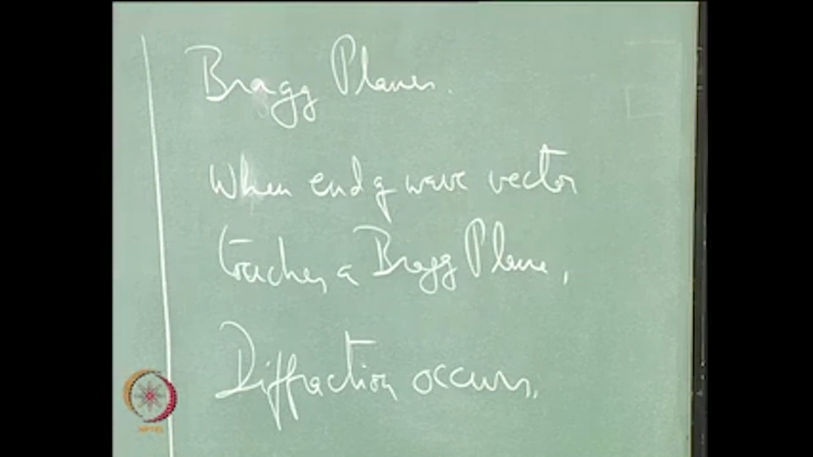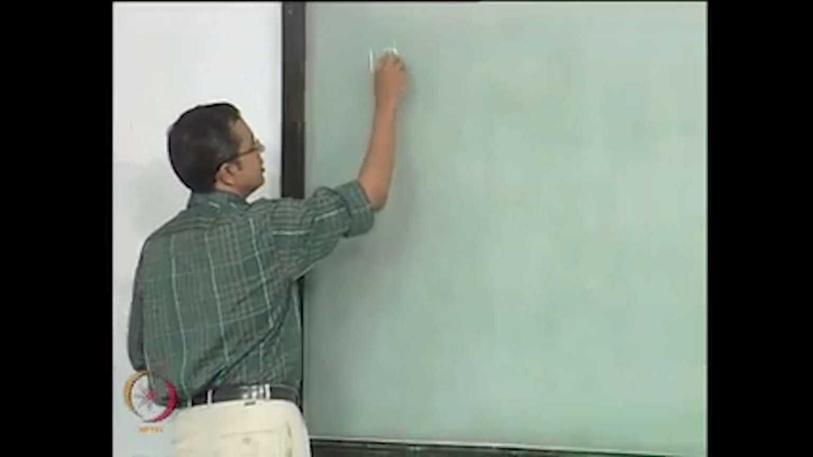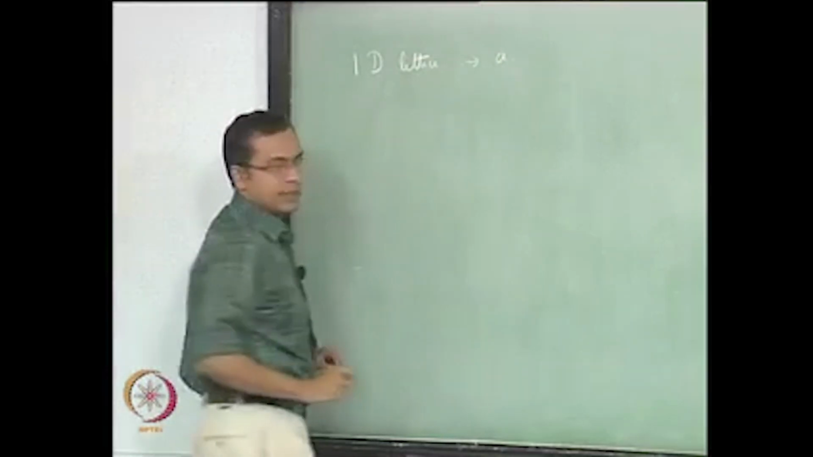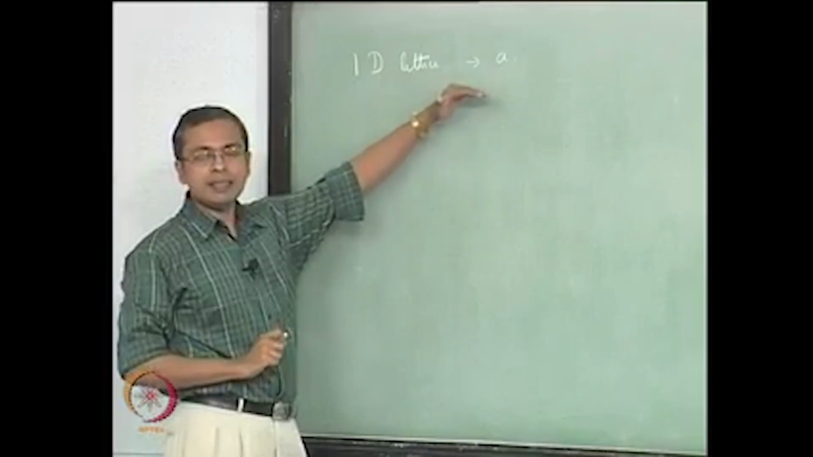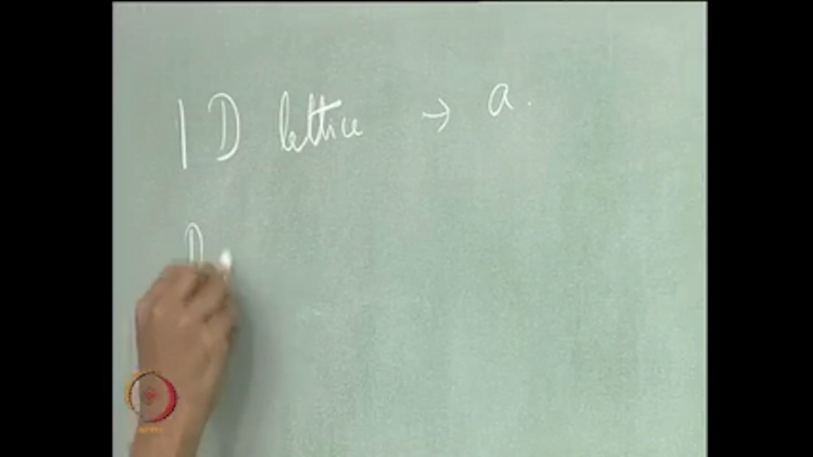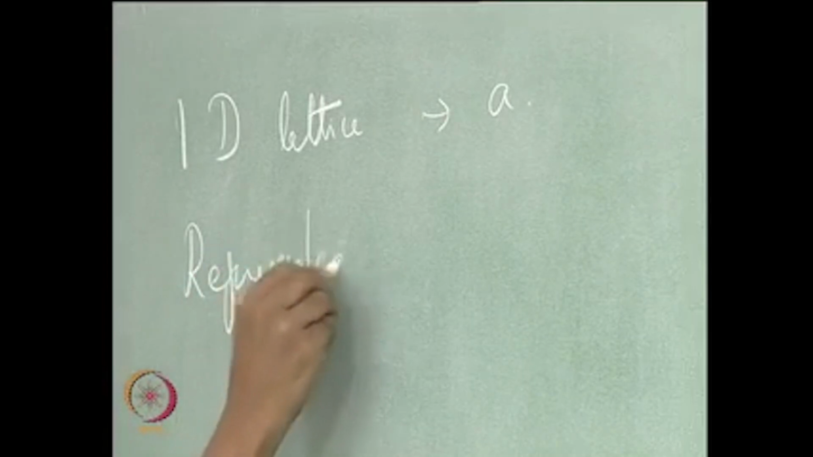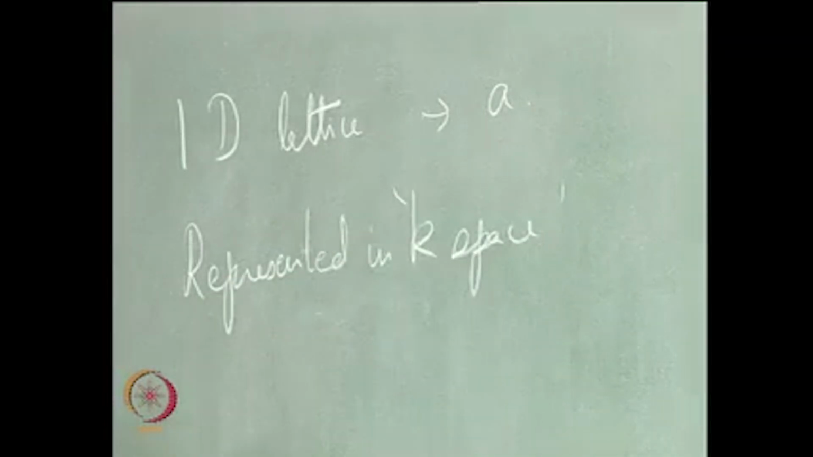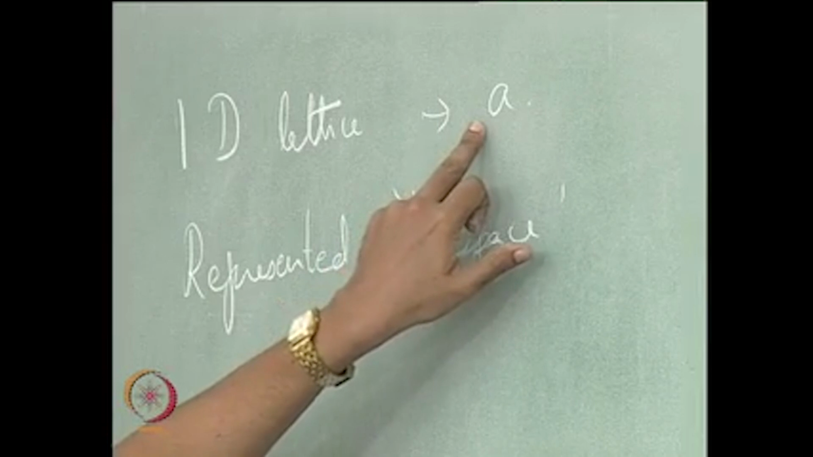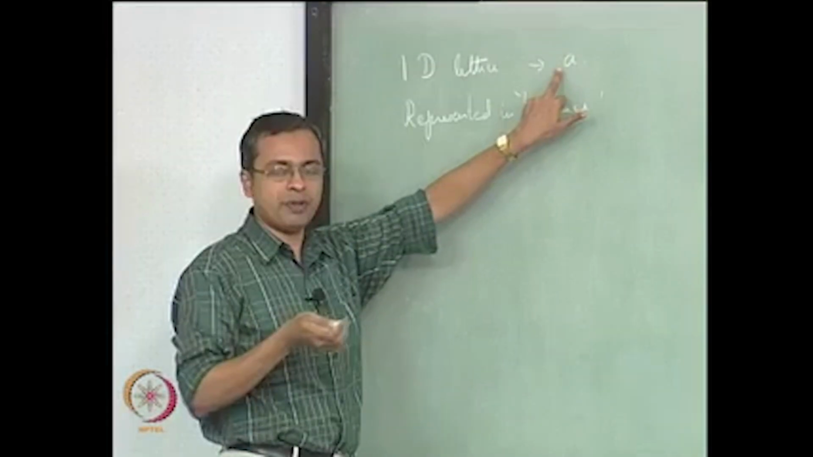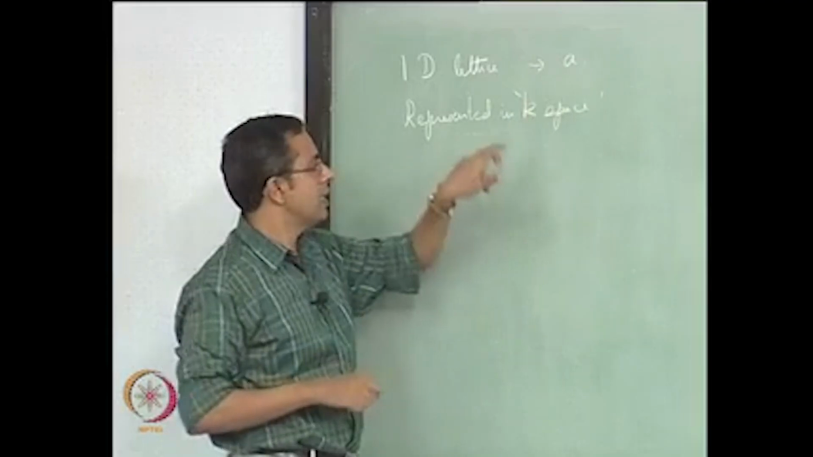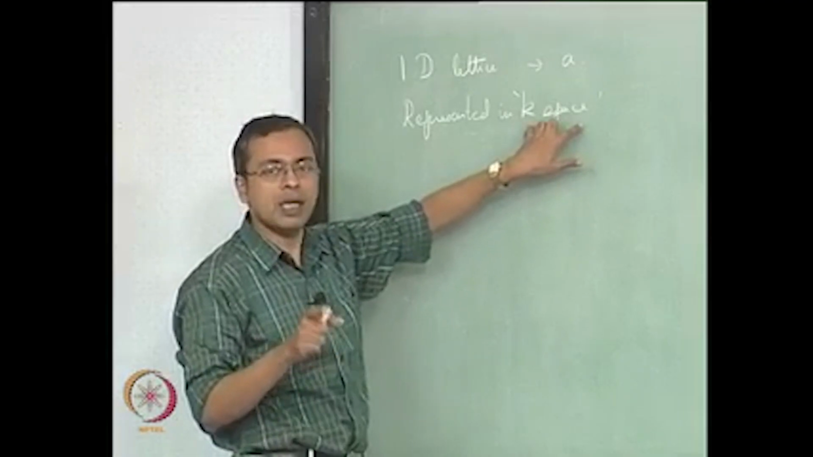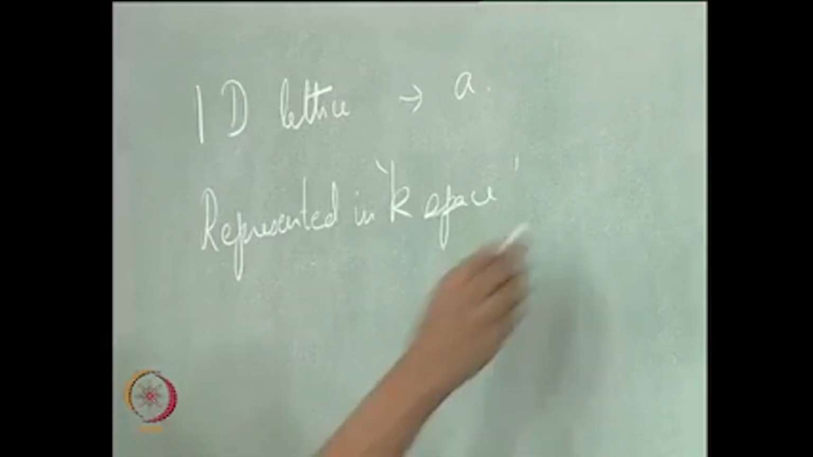So now we will look at a one dimensional lattice with spacing a, the interatomic spacing a. Now to represent this in K space, a will get represented as 2 pi by a. If it was simply reciprocal space in the manner we originally discussed it, a would have been represented as 1 by a. We are representing it specifically in a particular scaled version of reciprocal space called K space, where the scaling factor is 2 pi. So a is going to be represented as 2 pi by a.